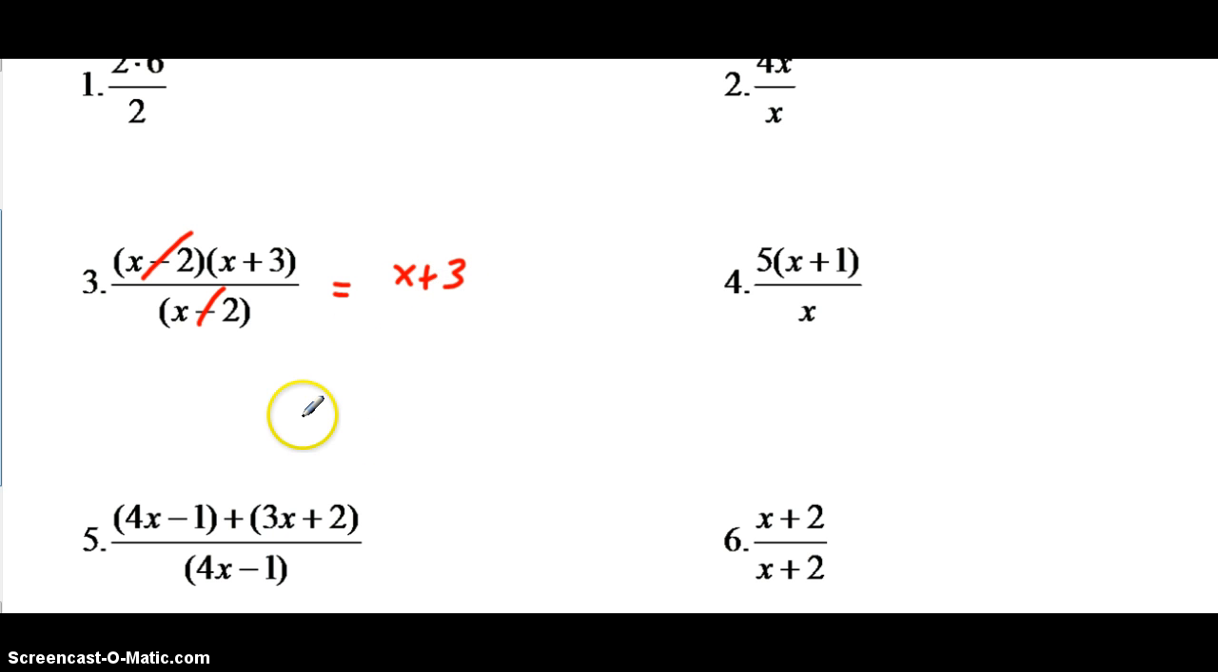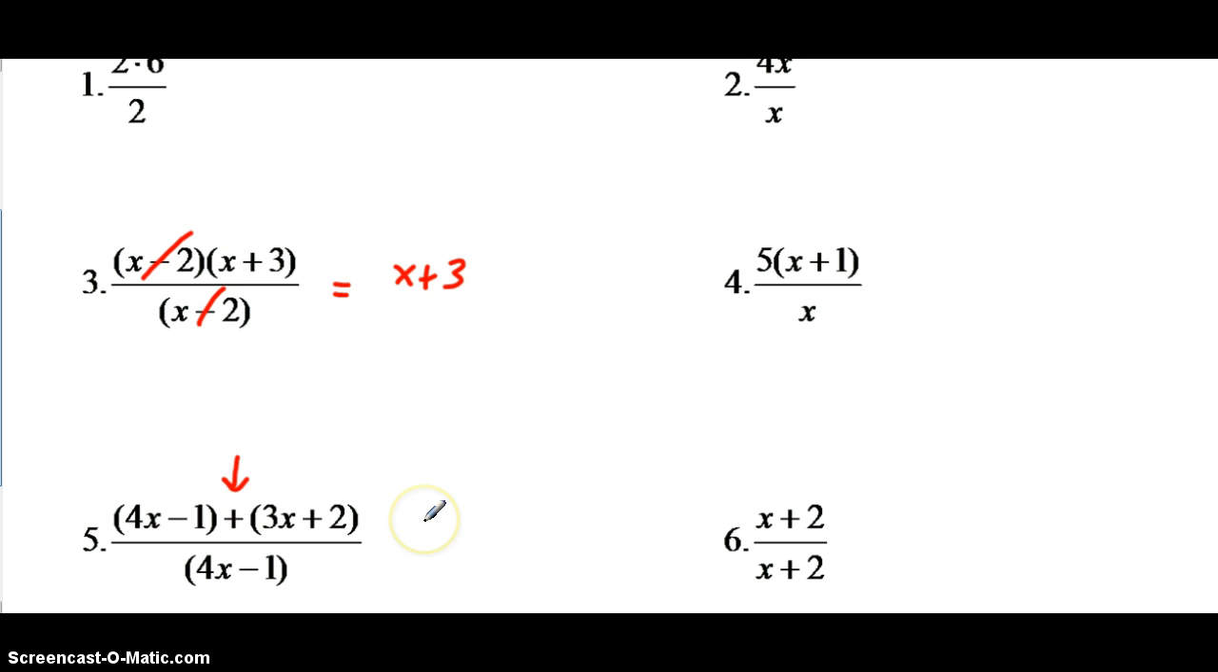In example 5, our factors are terms. They're not factors. They're terms. They're being added here. We have 4x minus 1 plus 3x plus 2. So we can't simplify here. All we can do is combine like terms. This cannot cancel because, see how this is multiplying and this is add.